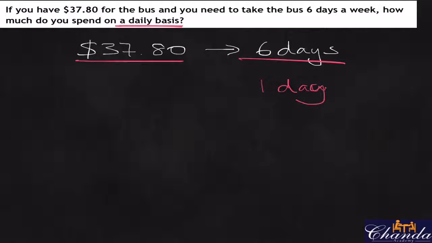That is simply seeing how much money he's spending on a daily basis is basically just saying how many times 6 fits into $37.80. So $37.80 divided by the 6 will tell me exactly how much he's spending on a daily basis, or how much I'm spending on a daily basis. So let's do the division here.